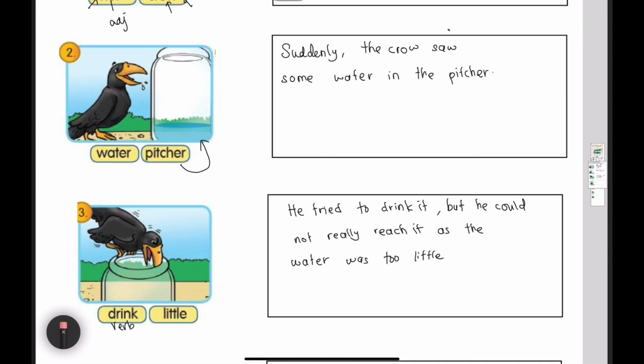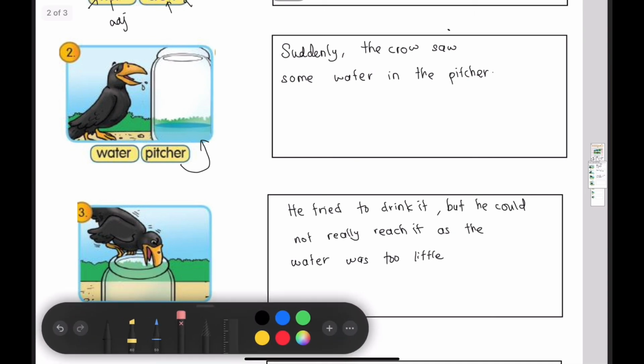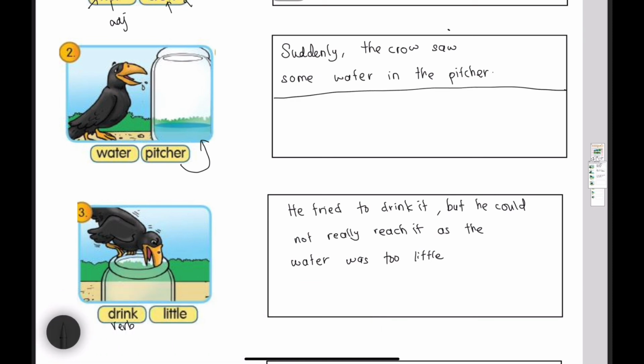Okay, so just now, if you find that this is too long and you can't really do it, you don't have to write suddenly, it just adds something to your story. You can just straight away write the crow. So you cannot just write down water. You have to write down the crow saw some water. Then find some replacement for some if you don't want to use some. And then it was in the picture.